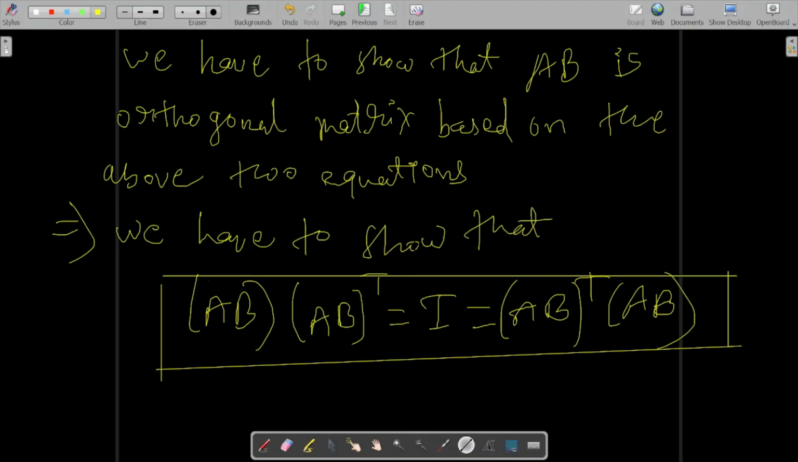Similarly, BA will also show the similar trend. BA will be proved in a similar manner, but no need to prove that. Because based on AB, we can say that similarly we can prove for BA. So let's start with the one on the left hand side. Consider this. We will now consider this and make necessary simplifications to reach our result.